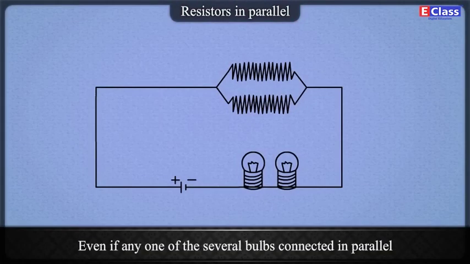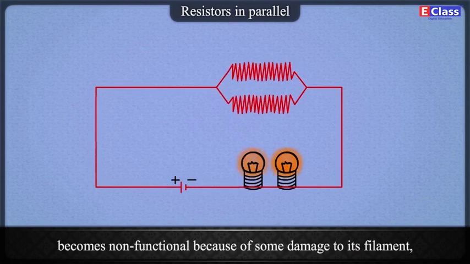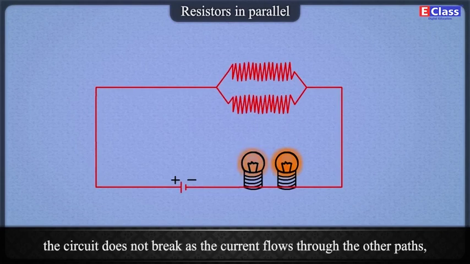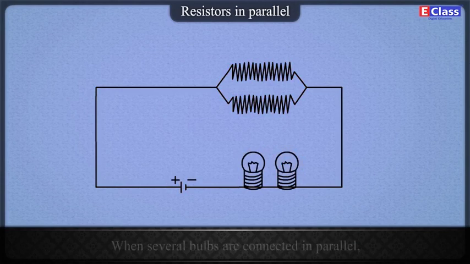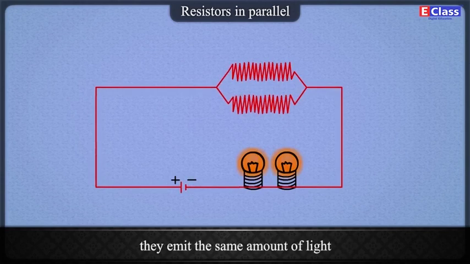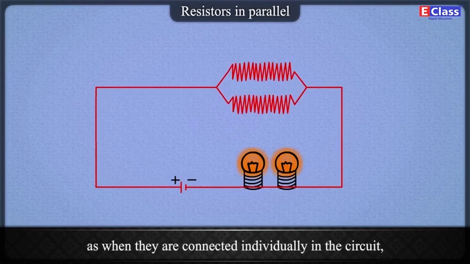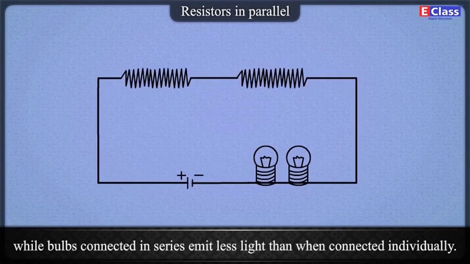Even if any one of the several bulbs connected in parallel becomes non-functional because of some damage to its filament, the circuit does not break as the current flows through the other paths and the rest of the bulbs light up. When several bulbs are connected in parallel, they emit the same amount of light as when they are connected individually in the circuit, while bulbs connected in series emit less light than when connected individually.